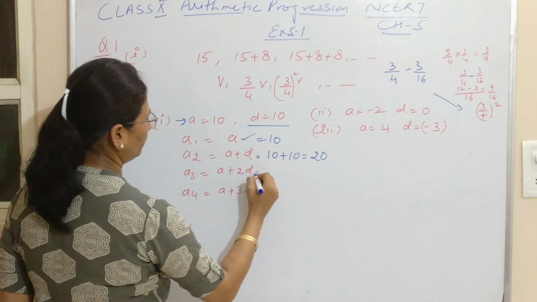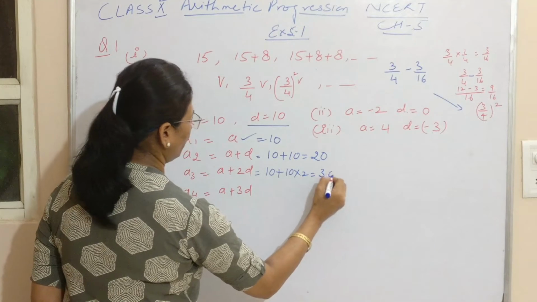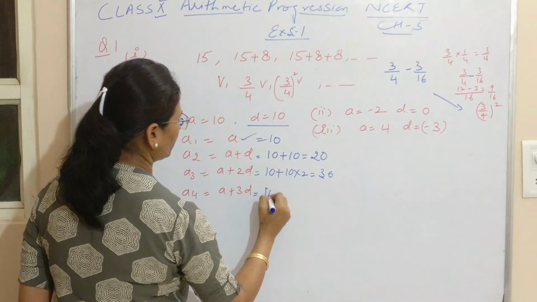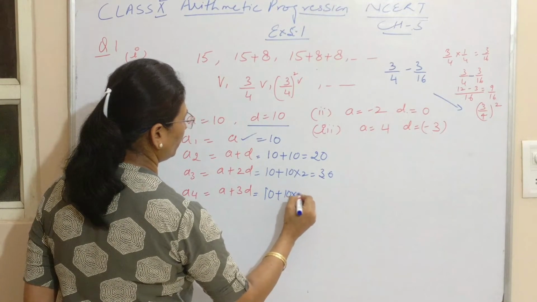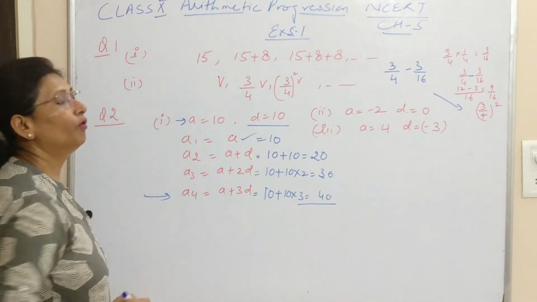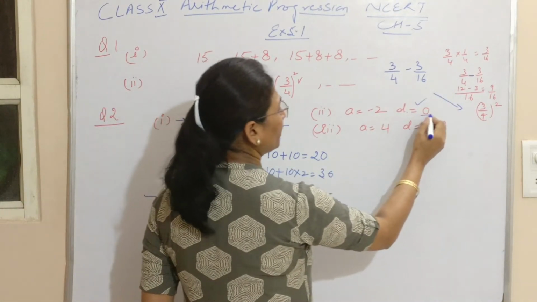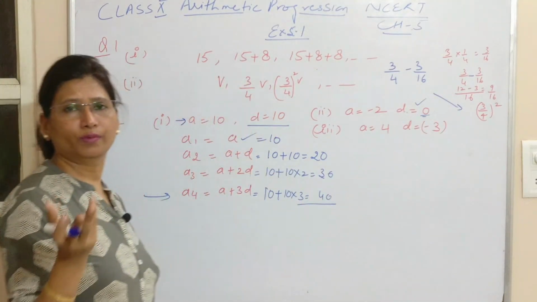What is the third term? This is 10 plus 10 times 2, that is 30. What is the fourth term? This is 10 plus 10 into 3, that is 40. So this way we can get 4 terms. Now here when the common difference is 0, then all the terms are the same.